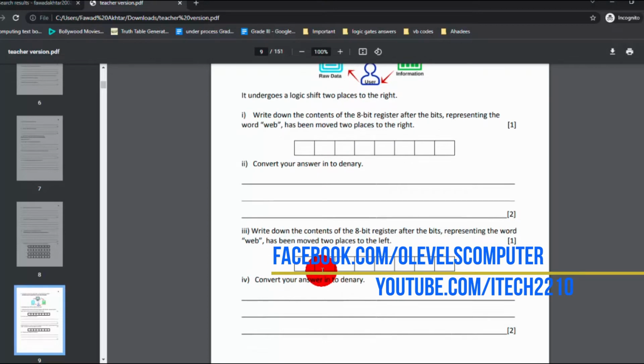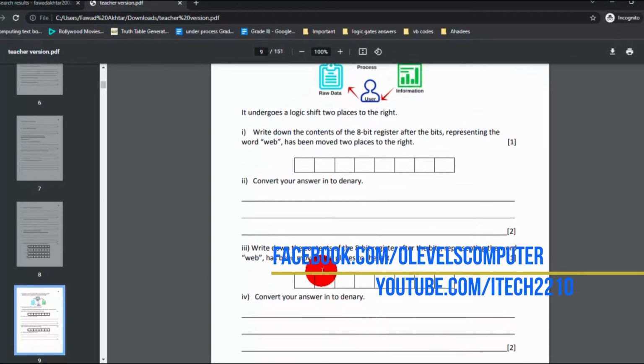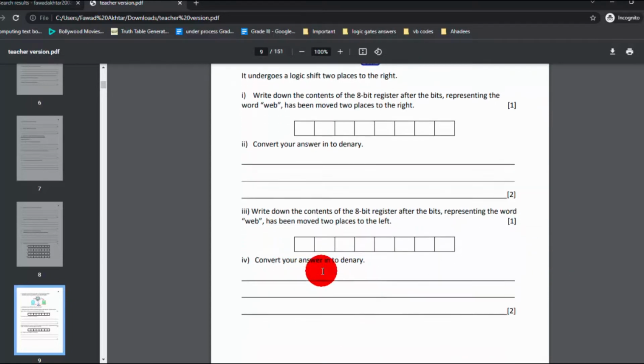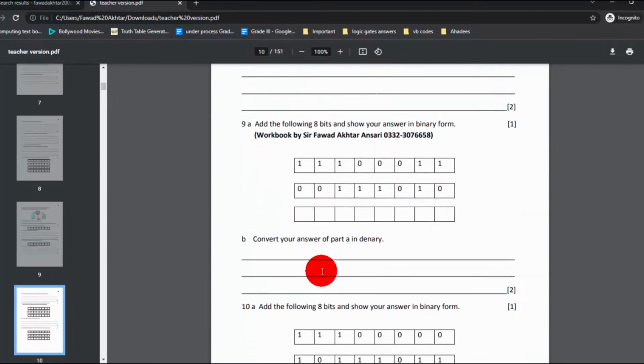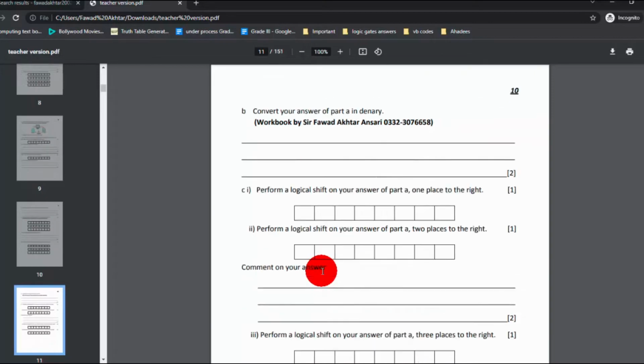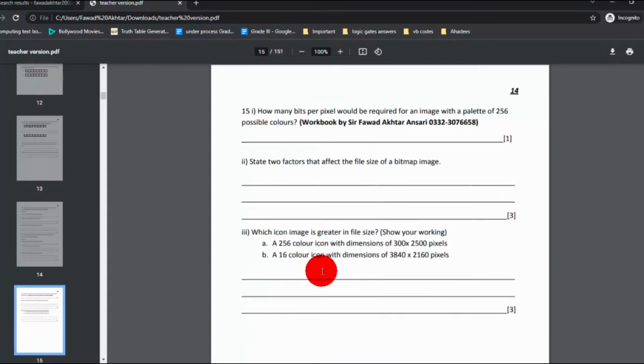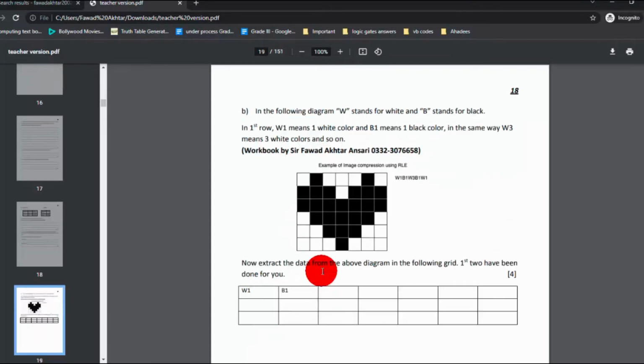Okay, now the next question. There are many questions. Let's have a glimpse of this question. In the following diagram, W stands for white and B stands for black. So in the first row, W1 means one white pixel, and B1 means one black pixel. In the same way, W3 means three white pixels, and so on. So this is a heart, and you have to extract the data from the diagram.